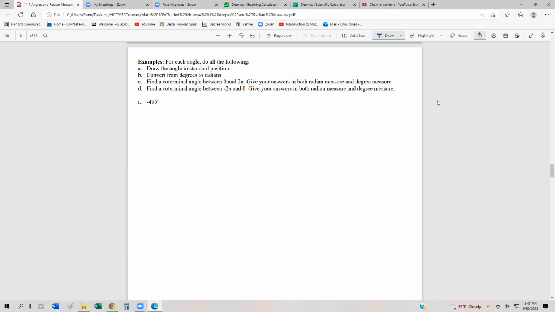Every time that we complete a revolution, we're going to add 360 degrees. So let's draw this first of all in standard position. When we construct this, now remember it's negative. So let's start here. If we start at the standard position and we go around once, that angle right there is going to be -495 plus 360.